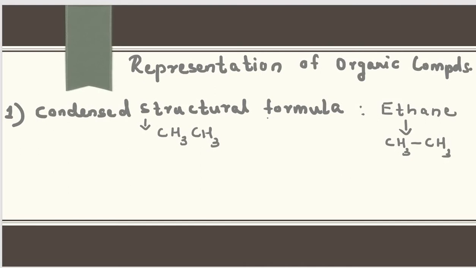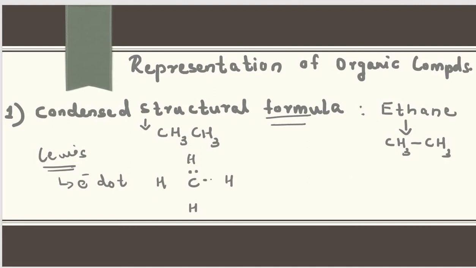Now when we are talking about the condensed or structural formula, we have already learned how we were representing the Lewis structure. The Lewis structures were represented by electron dots. For example, if we take the case of methane, instead of bonds, we were representing it with electrons. In this way, we were representing the Lewis dot structure. In the place of bonds, dots were represented.